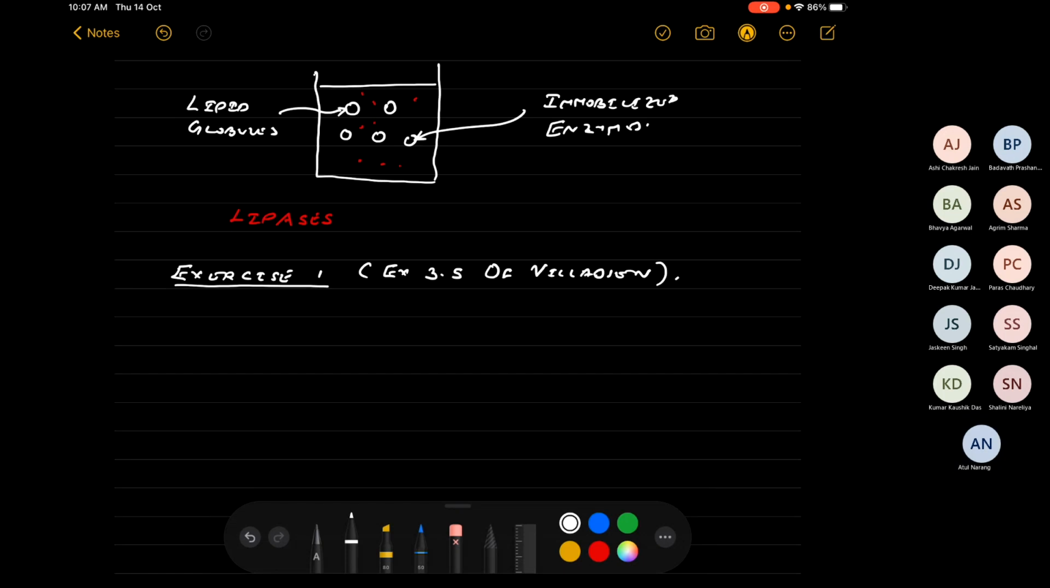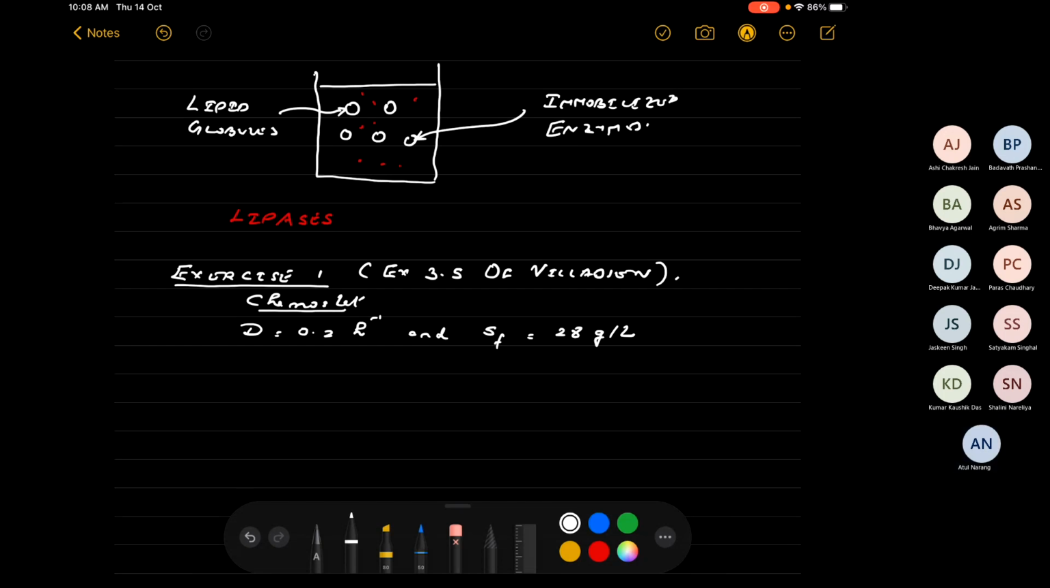So, here's the example. The problem says that there is a chemostat operating at D equal to 0.2 per hour, and the feed concentration of glucose is 28 grams per liter. This is the condition at which the chemostat is operating. So this is a chemostat, operating at D equal to 0.2 and a feed concentration of 28 grams per liter of glucose.